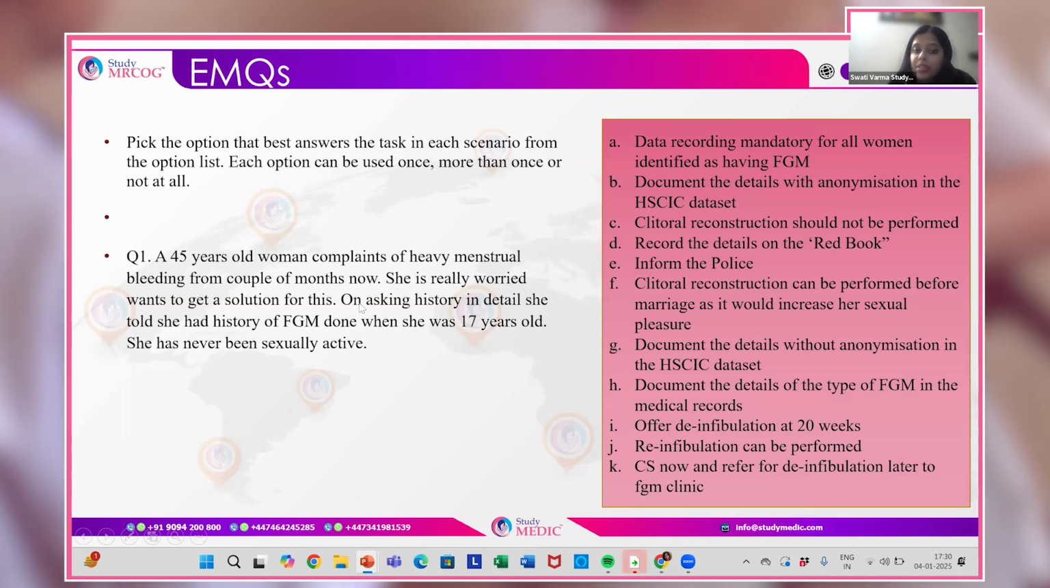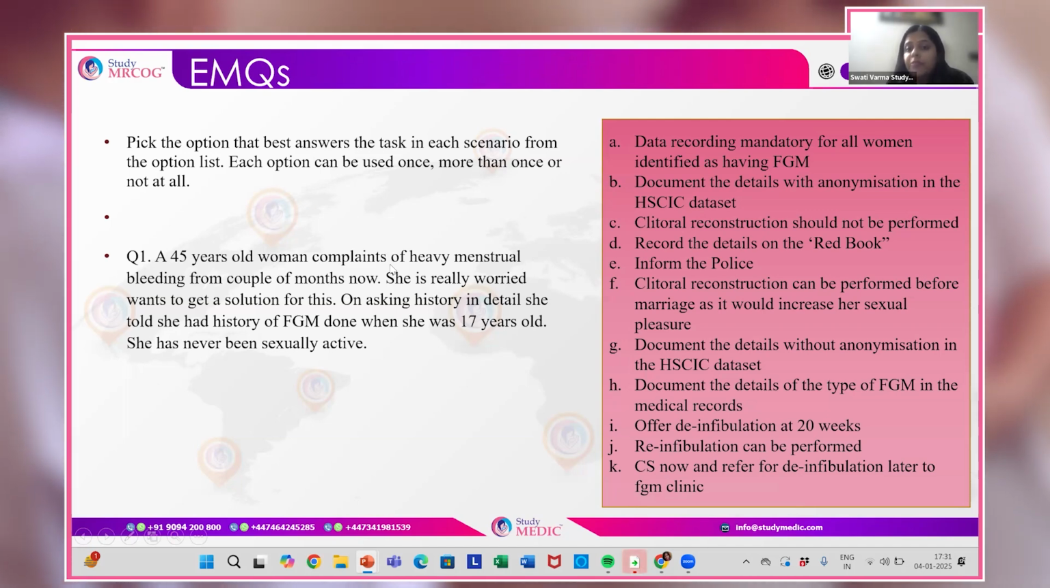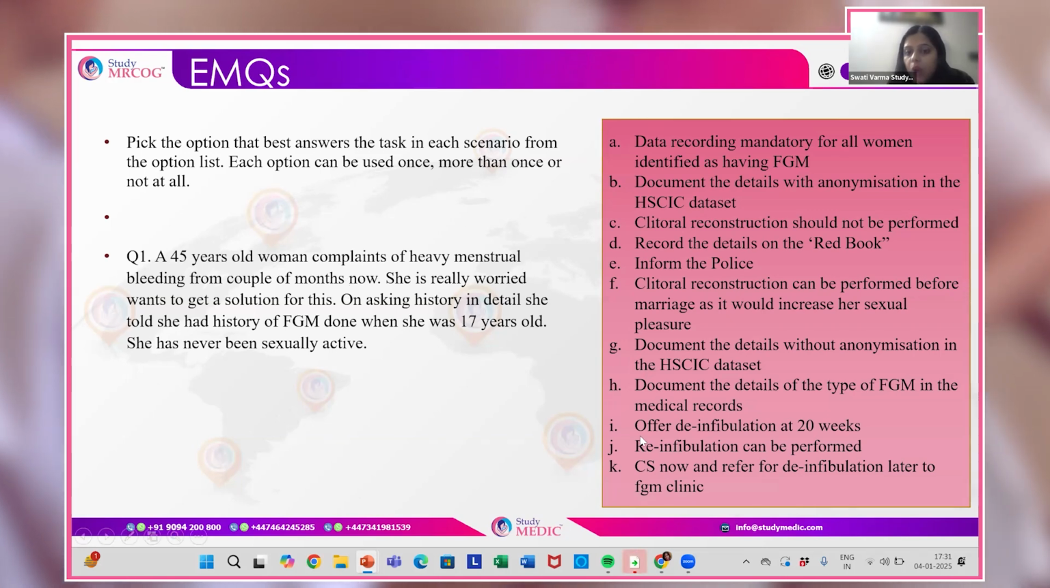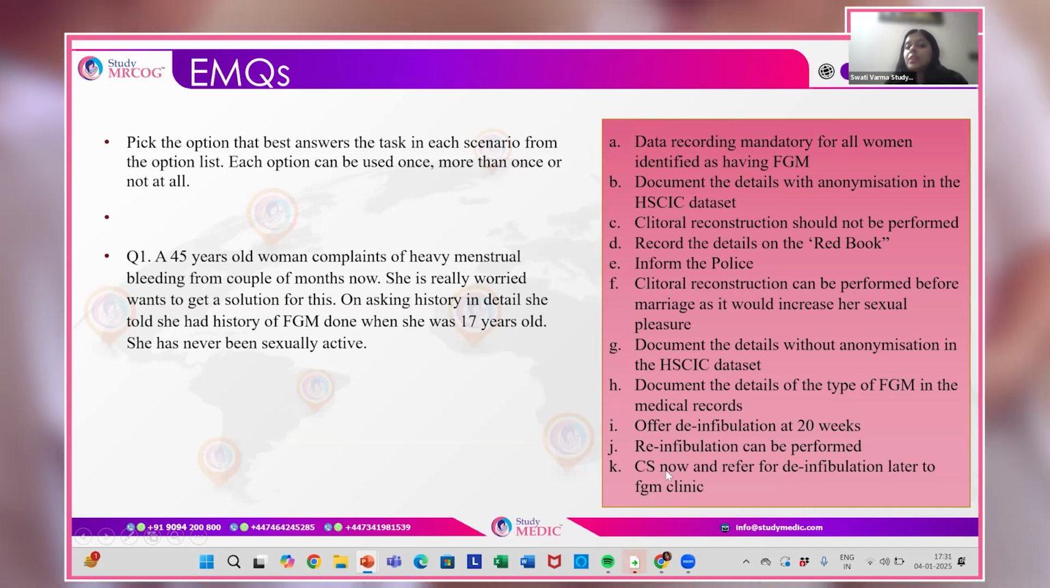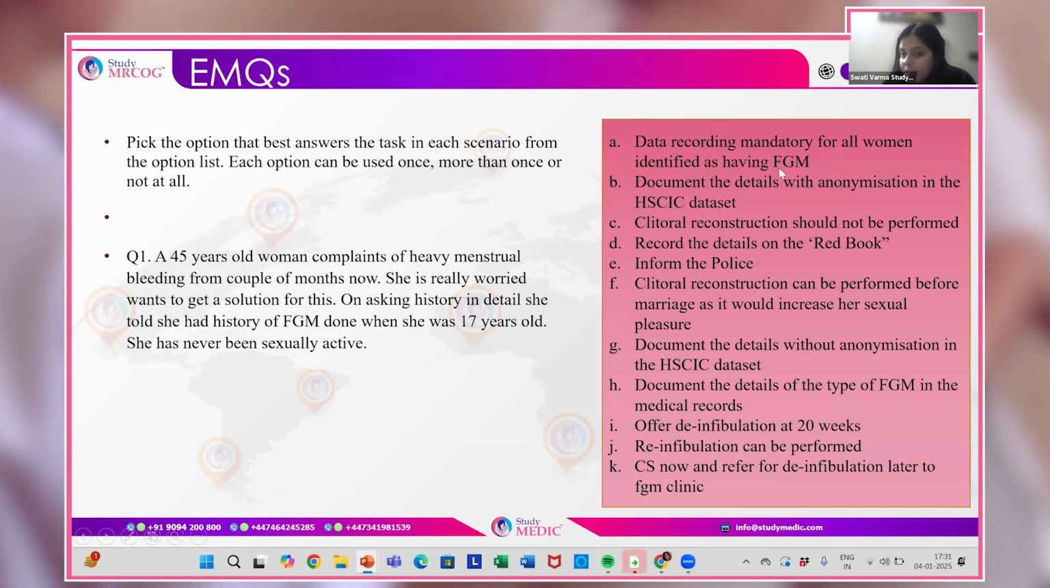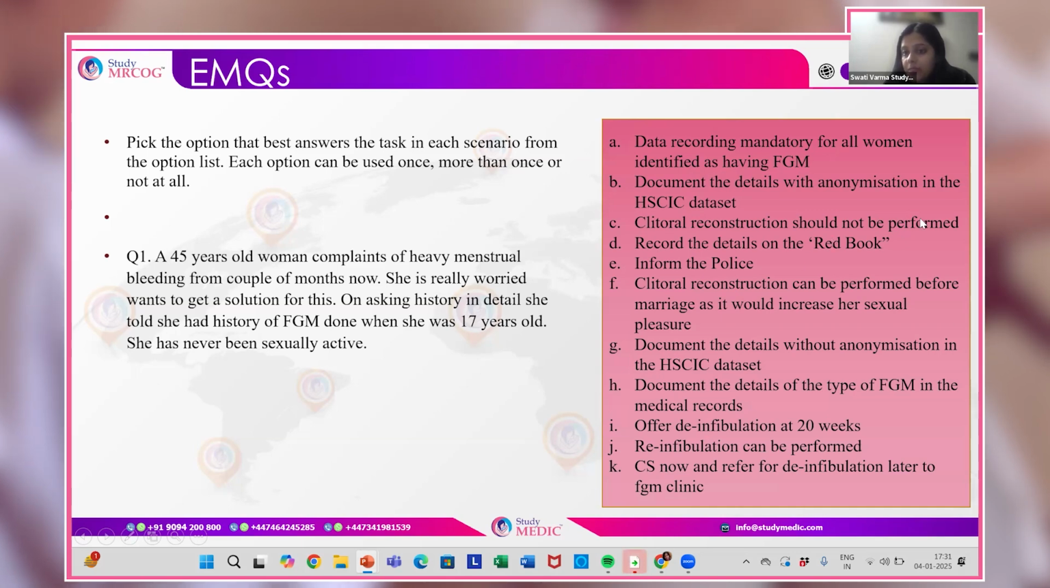Now, FGM is there. This is not a case of pregnancy, but a case of a 45-year-old woman presenting with FGM with heavy bleeding. Now, of course, HMB has been there for a couple of months now. How to go about choosing the single best option out of the extended matching question? So data recording is of course mandatory for all women identified as having FGM. But let's look for a better option if it is there.